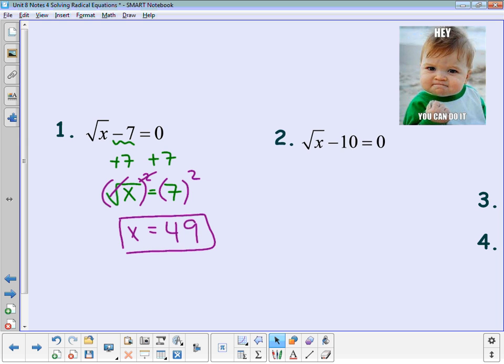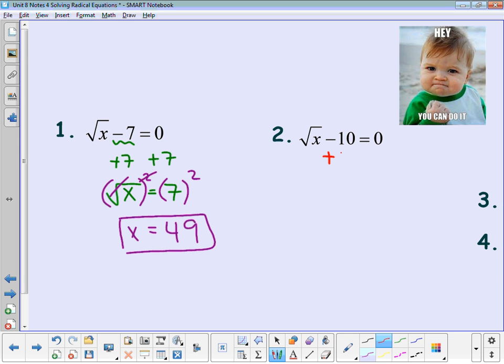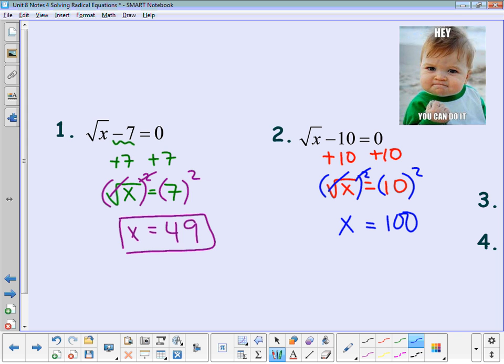Let's take a look at number 2. In number 2, I need to start by adding that 10. So I'm going to add 10 to both sides. That leaves me with the square root of x equals 10. And then the next thing I need to do is to square both sides in order to cancel that radical. Because again, squaring and square rooting cancel each other. So I'm left with just the radicand, or the stuff underneath. And then on the right-hand side, 10 squared is 100. I'd solve for the variable, but it's already alone here. So I have x equals 100.